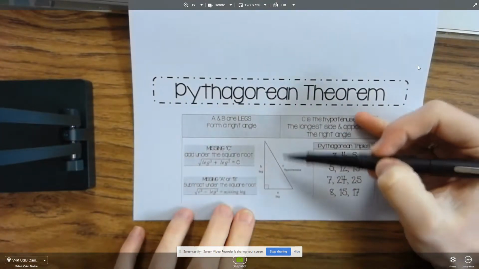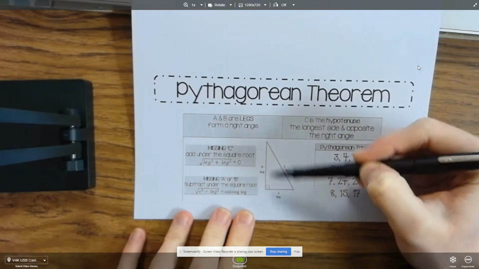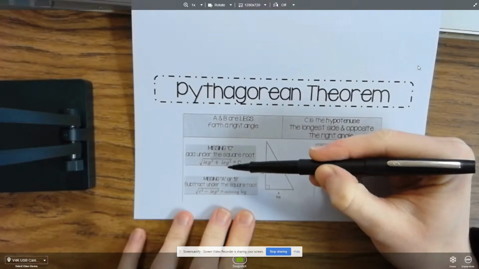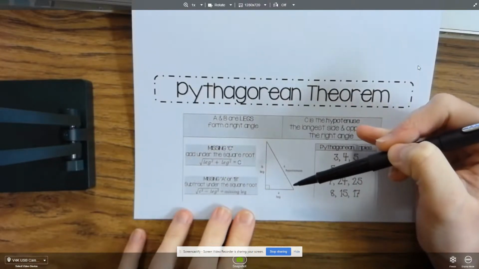And so if we're missing C, if we're missing the hypotenuse, then we're going to square the length of both of the legs and add them together. And then we're going to square root that amount. And that'll give us the length of the hypotenuse.